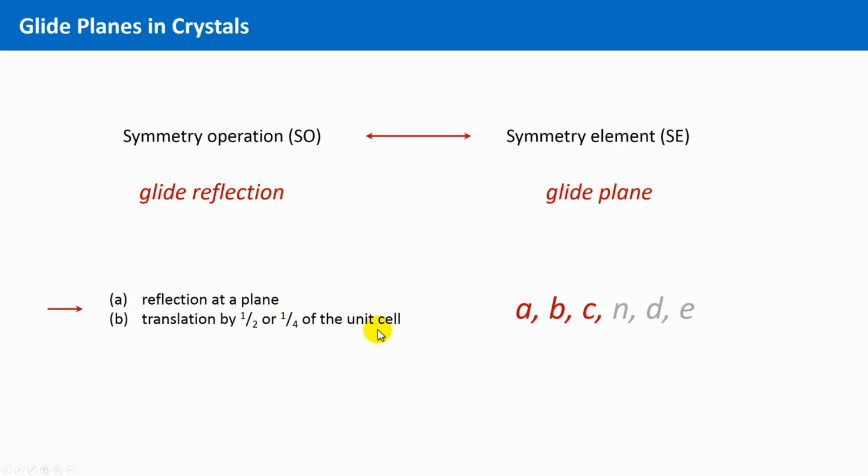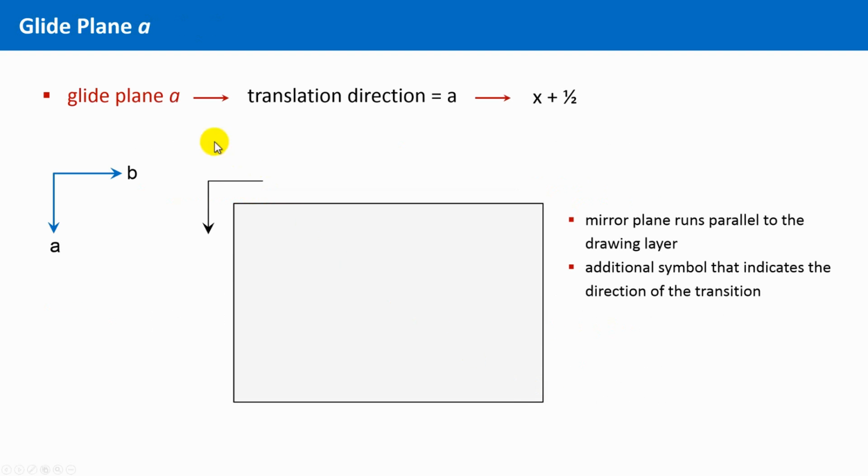There are 6 distinct glide planes that can occur in crystal structures. They are named A, B, and C, and N, D, and E. We will begin with the more simple ones, the glide planes A, B, and C. The characters which are used to name the glide planes express in all these 3 cases the translation direction of the translation component. So a glide plane A means that the translation direction is along the A direction or x-axis, and so on. Let's start with this glide plane A.